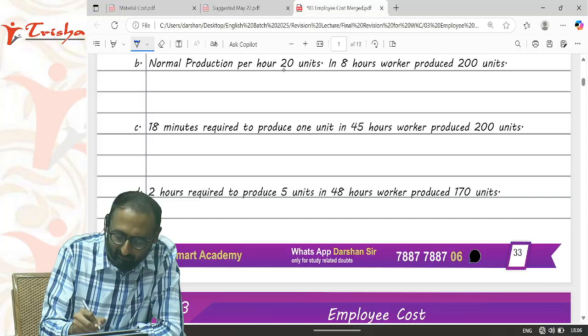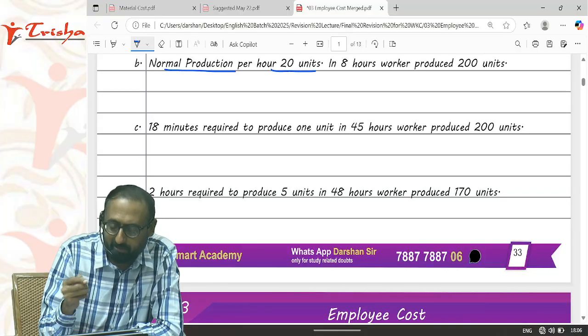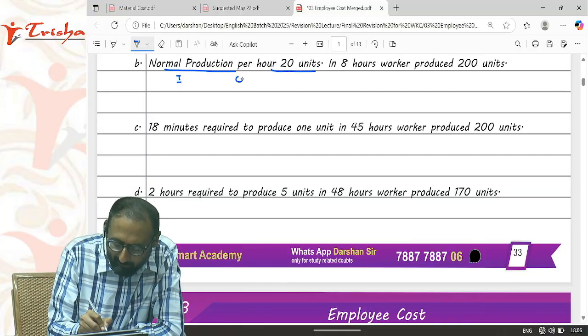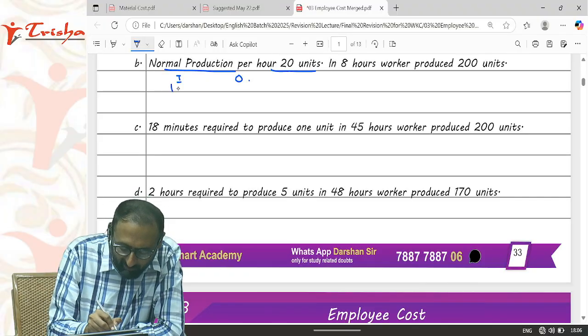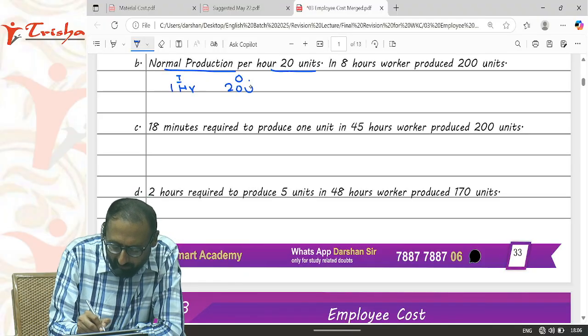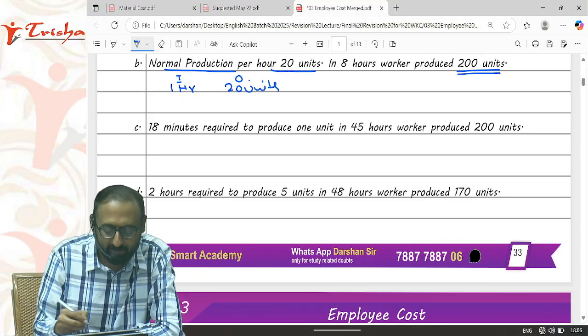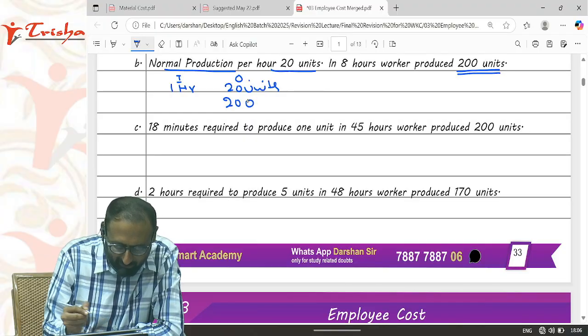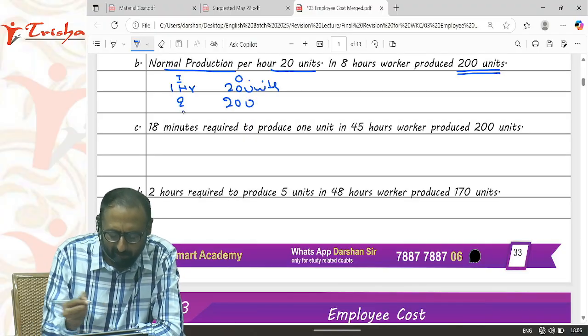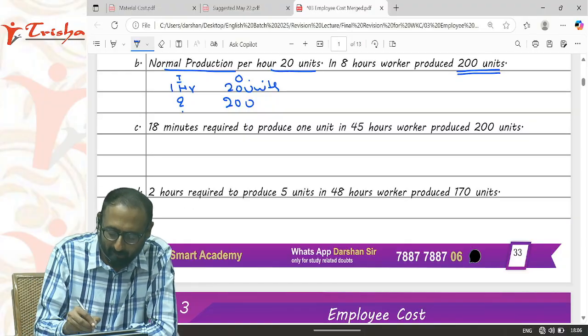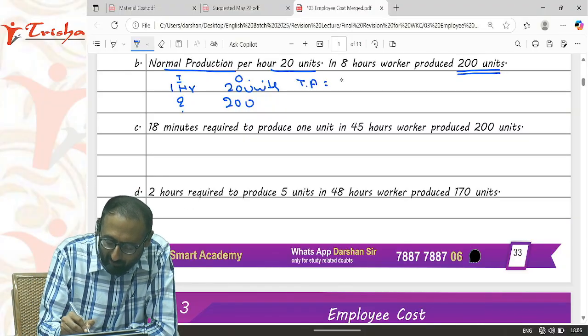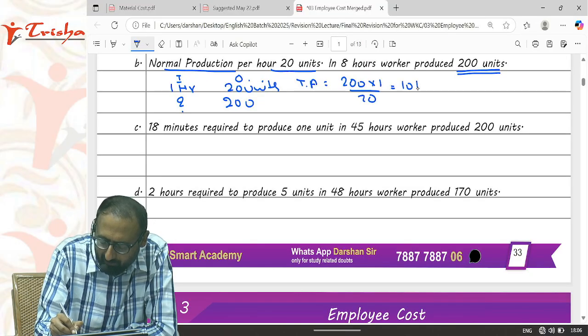Immediately jump to the next question, second question. Normal production per hour is 20 units. Immediately I will write the input and output: 1 hour is your input, output will be 20 units. In 8 hours that worker has produced 200 units. So guys, output I'll consider there as 200. How much time will be required? We will calculate there by cross multiplication. So time allowed is equal to 200 multiplied by 1 divided by 20. Time allowed will be 10 hours.